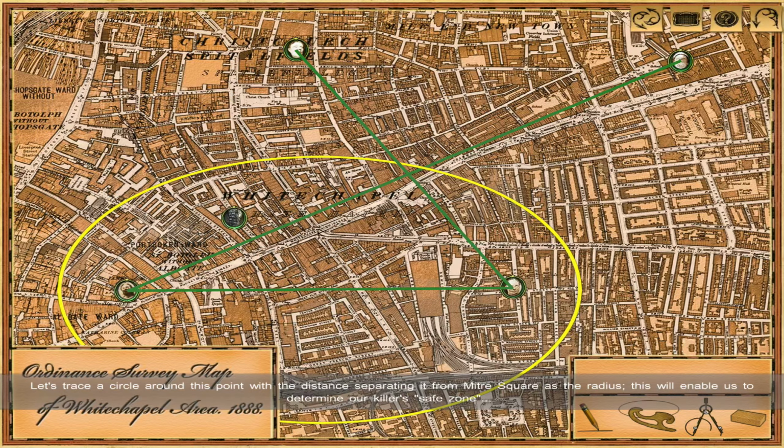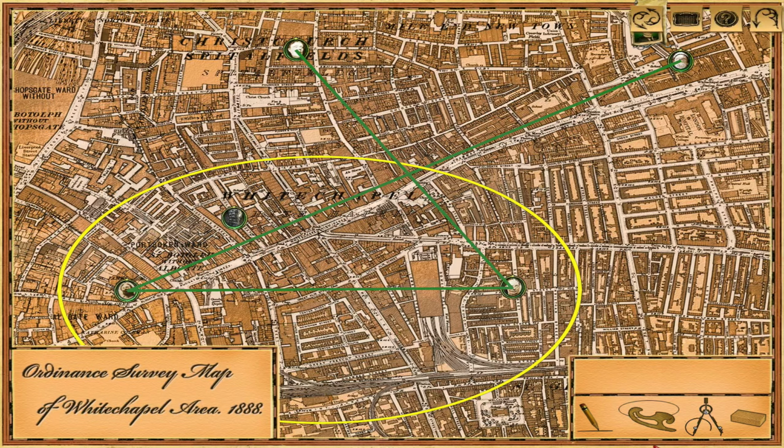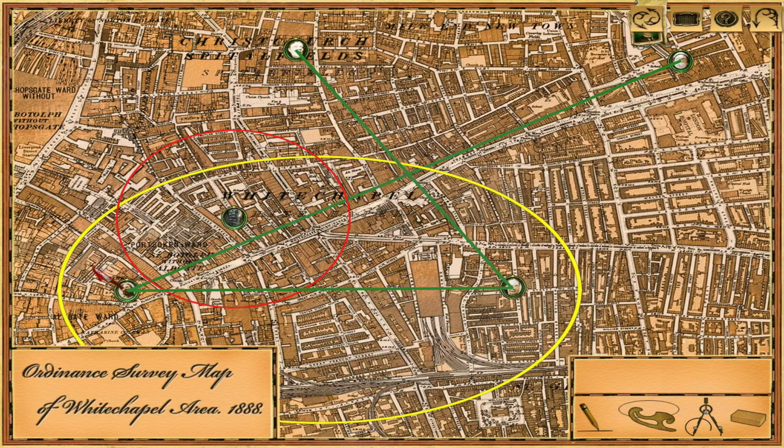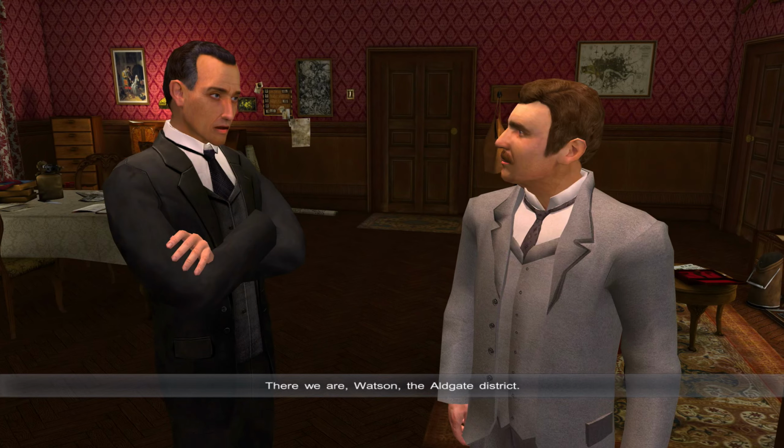Let's trace a circle around this point, with the distance separating it from Mitre Square as the radius. This will enable us to determine our killer's safe zone. Our killer must surely live inside this circle. Now, let's intersect it with the ellipse that we previously determined. There we are, Watson, the Aldgate district.